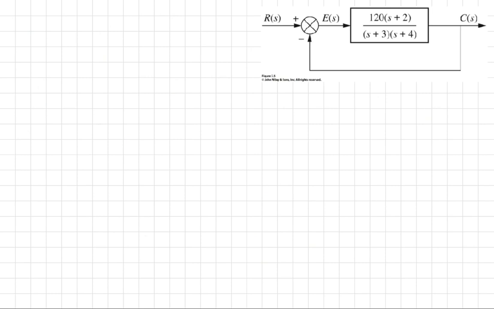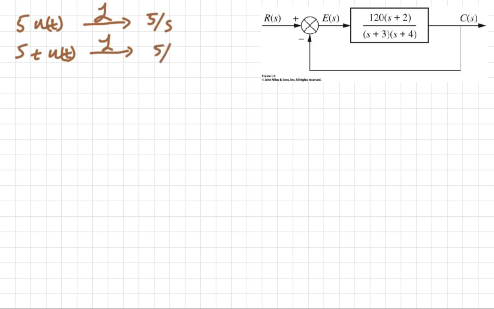Also note that your 5u(t), if you Laplace transform this, will give you 5 over s, and your 5t u(t), if you Laplace transform this, will give you 5 over s squared. This is for the ramp, and this is for the step.